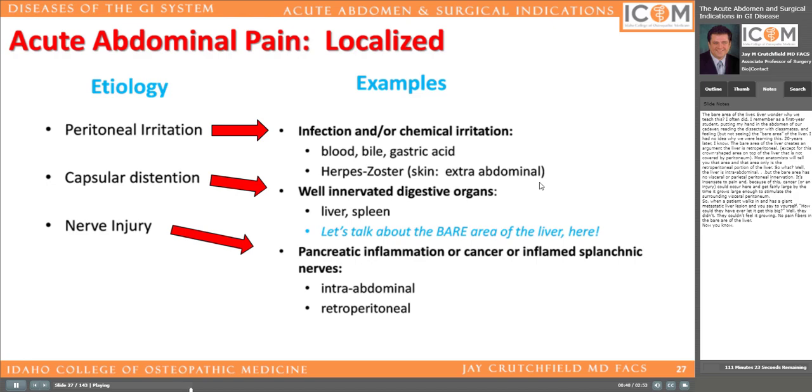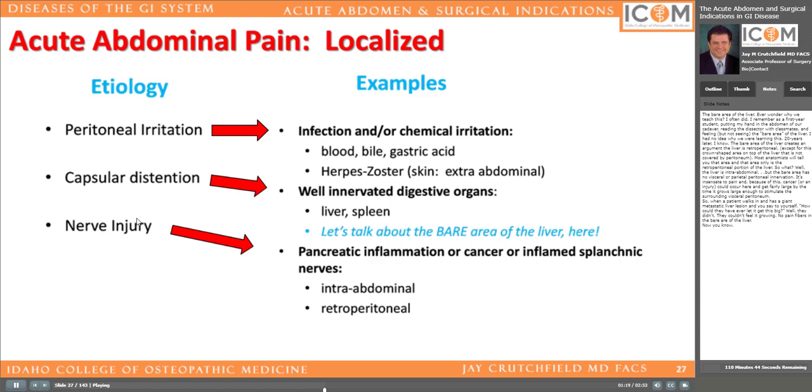Then there's capsular distension. Well-innervated digestive organs like the liver or the spleen. For example, a patient can come in with congestive heart failure, have a very high preload, and the liver becomes congested. Glisson's capsule, which surrounds the liver, is then irritated to the point where it can masquerade as a peritonitis. I've seen more than one of these patients that are referred to me to take their gallbladder out when they actually have congestive heart failure. There's no need to remove their gallbladder. It goes on every day all over America. Surgeons see patients with congestive heart failure and right upper quadrant pain.